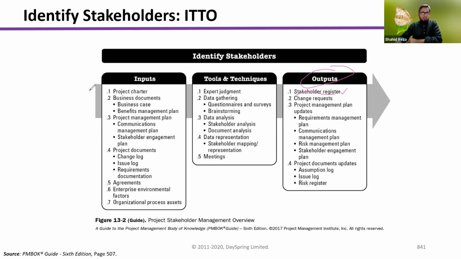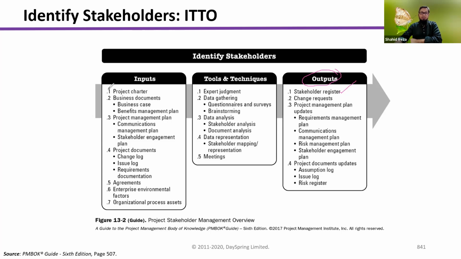So now let's see the inputs. There are a lot more inputs than in the project charter, right? In develop project charter, we saw only 4 inputs, but here how many do you see? 1, 2, 3, 4, 5, 6, 7, 8, 9, 10, 11, 12. Total 12 inputs. All right. From this process, what is our target? Our target is creating the output. And what is the main output here? Stakeholder register.